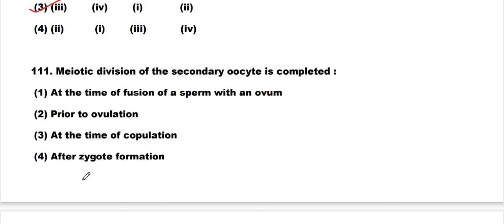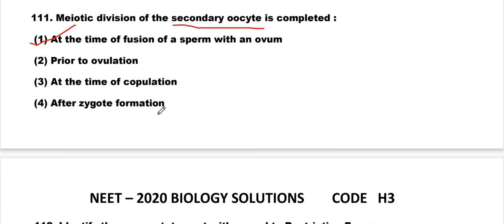Next, question 111. Meiotic division of secondary oocyte is completed. See, when it was said secondary oocyte, meiosis 1 is already completed. So that is secondary oocyte. The second meiotic division of the secondary oocyte is completed at the time of fusion of the sperm with ovum. Your answer is 1.